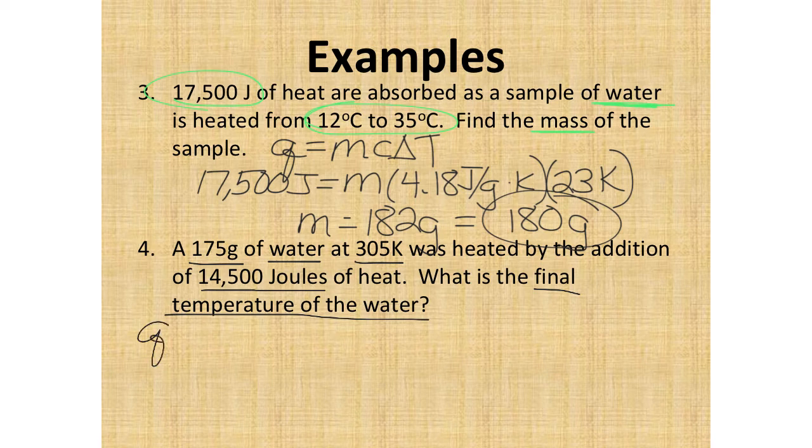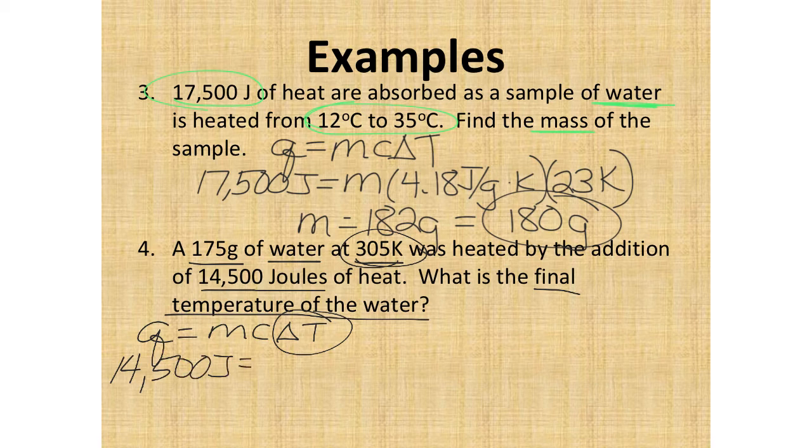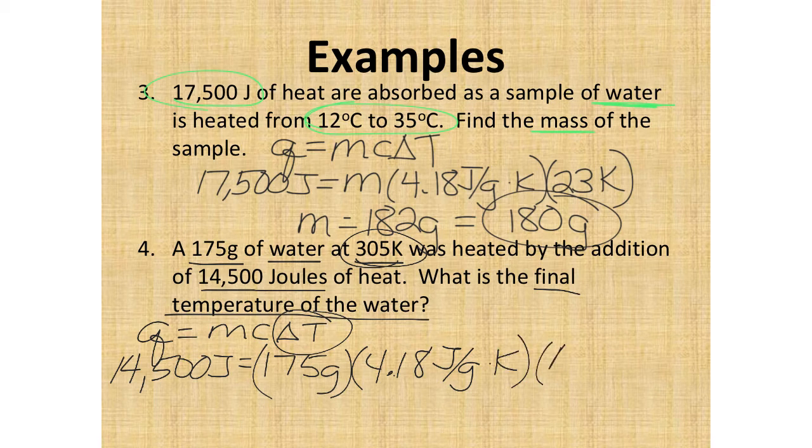So what we are going to do is we are going to do MC delta T, and we are going to solve for delta T. And then once we know our change in temperature, we knew our initial temperature, and we can find our final temperature. So we have 14,500 joules of heat, 175 grams of water. It is water, so we can use the 4.18 off of the front of our reference table. And again, solve for delta T.